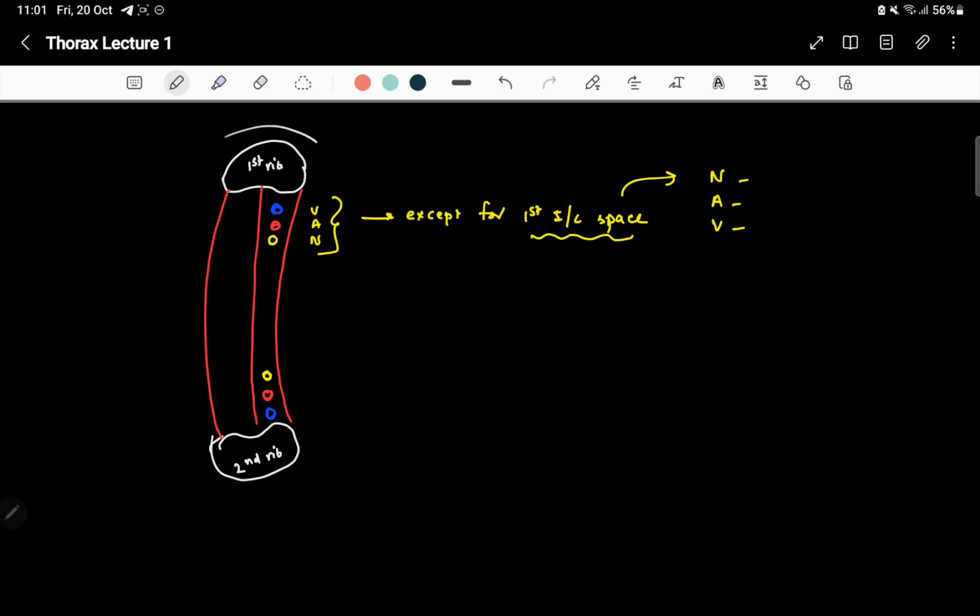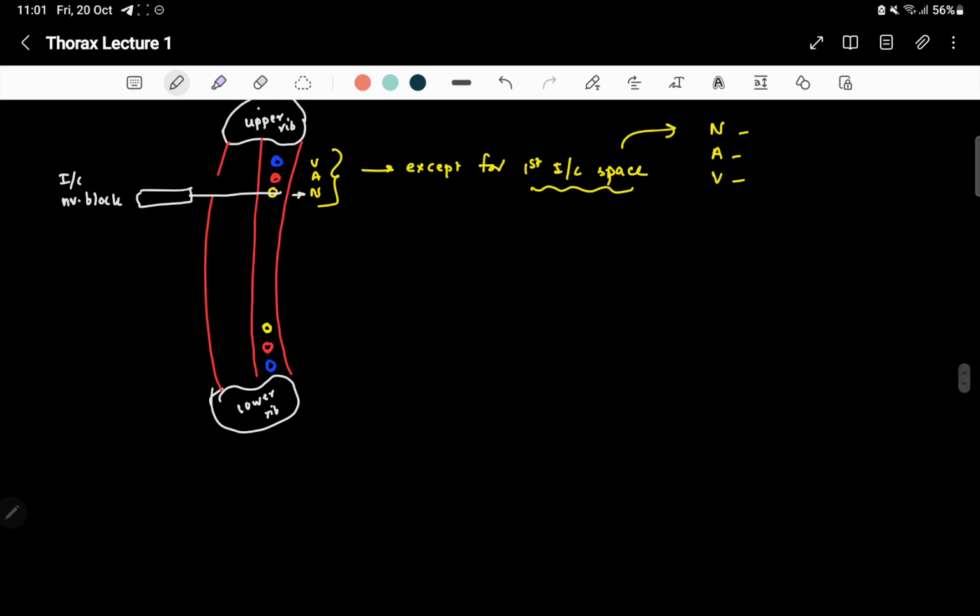So here is the upper rib, and this is your lower rib. For an intercostal nerve block, the needle should go like this from the lower border, because the nerve is lying downwards, so that it can pierce the nerve here, at the lower border. Okay, that is for intercostal nerve block.